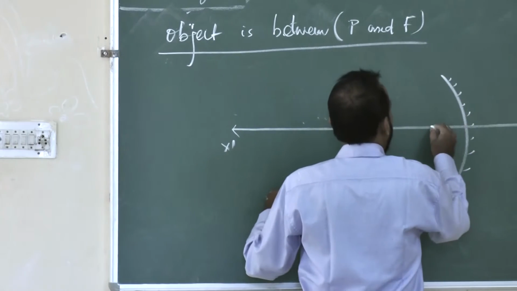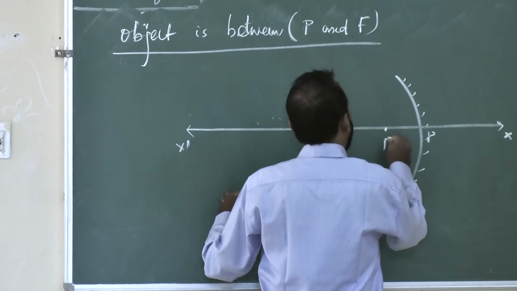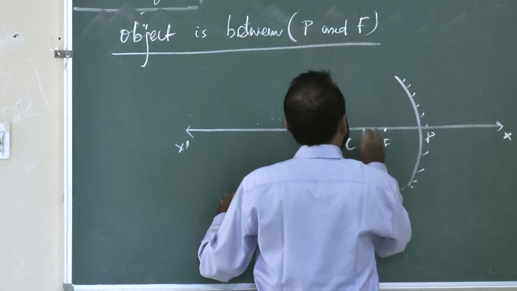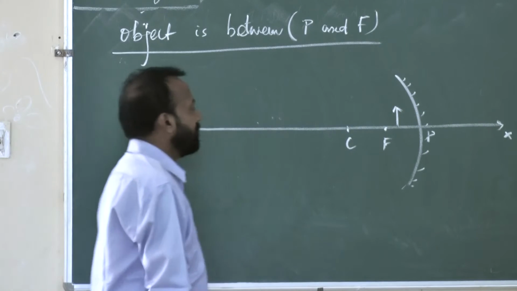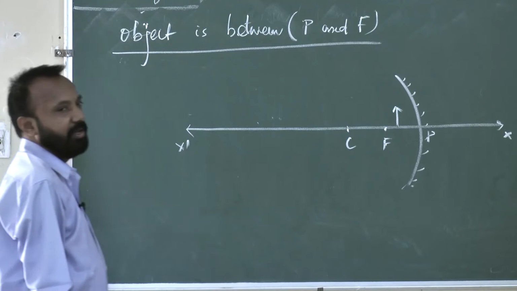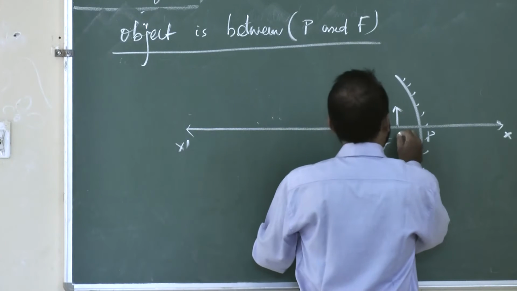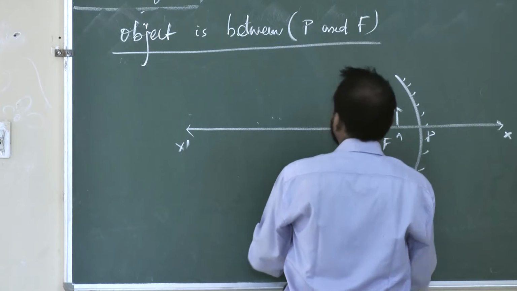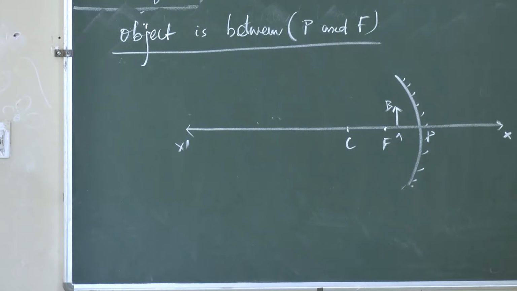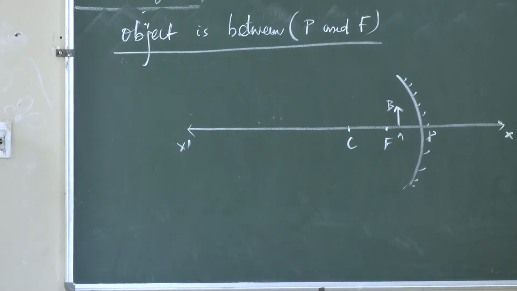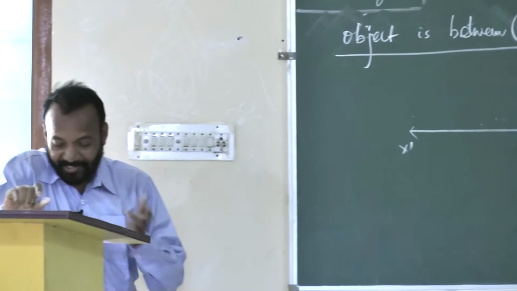Okay. Now this is the pole. This is your focus, this is your center of curvature, let it be, and the object is now in between focus and pole of the mirror. That is AB. AB is the object. Now the question is, if AB is the object and it is in between the pole of the mirror and focus, then what will happen? Guess and tell.